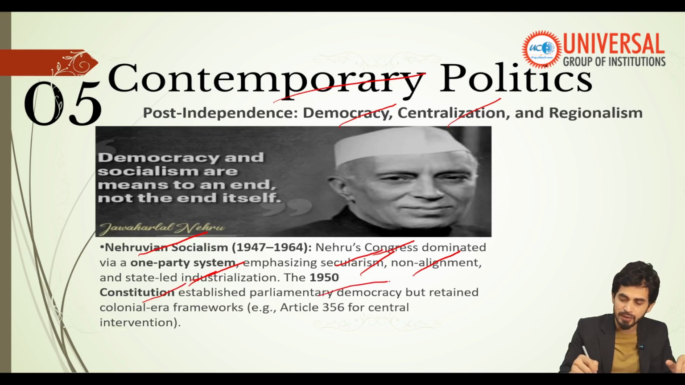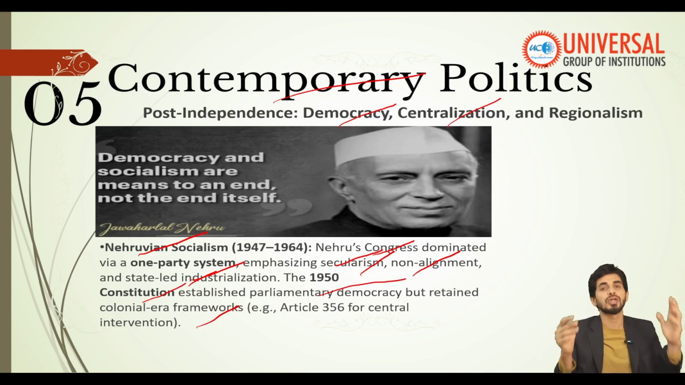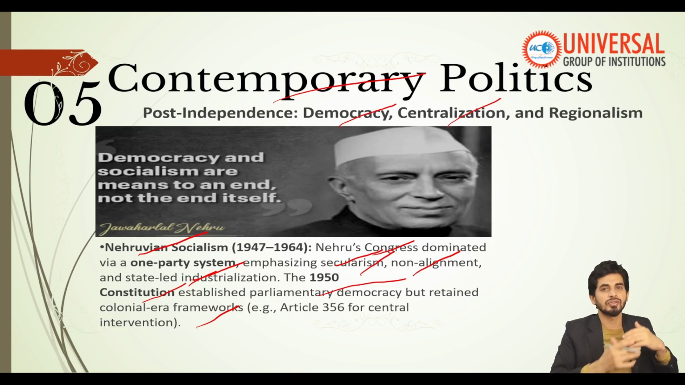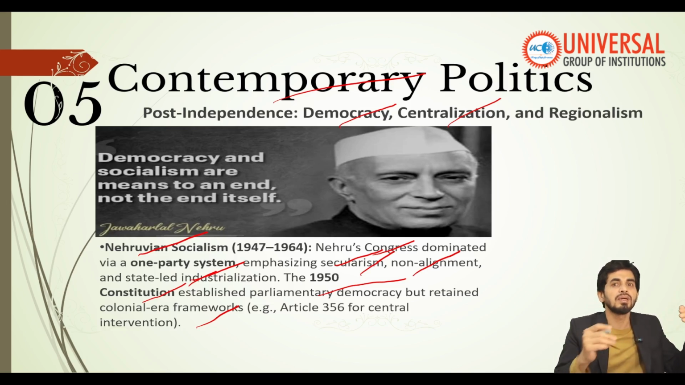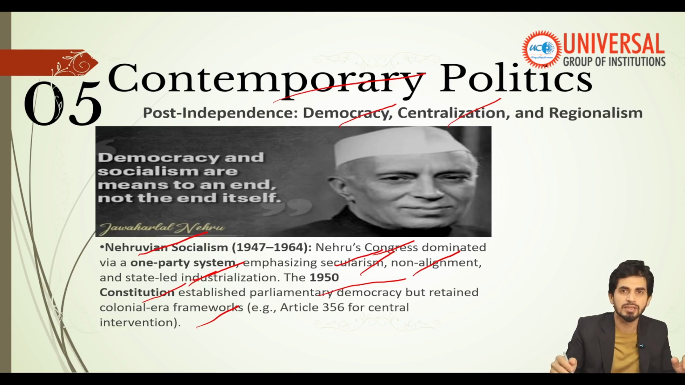Okay, the Constitution established parliamentary democracy but retained colonial-era frameworks. For example, Article 356 for central intervention in the states. So if any of the states are not performing as per the provisions mentioned in the Indian Constitution, there is a provision called Article 356 to interfere in the state's governance.